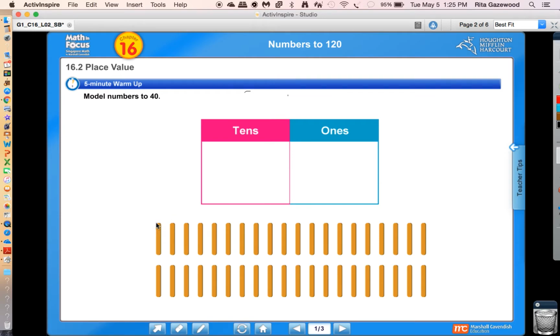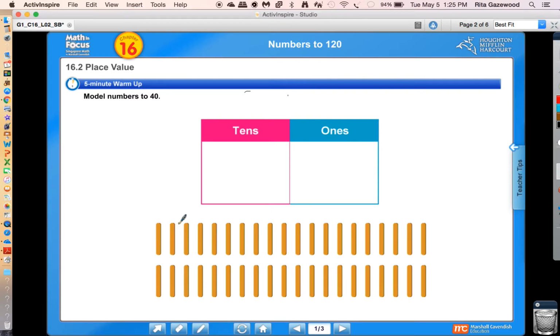So let's begin by counting and grouping in order to figure out the number that is shown here with the popsicle sticks. We're going to be using our place value chart, so we are going to be grouping by tens and ones. So you'll need to help me count as we go.